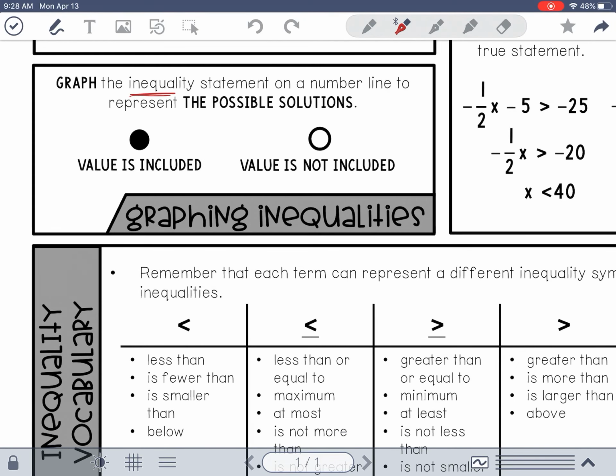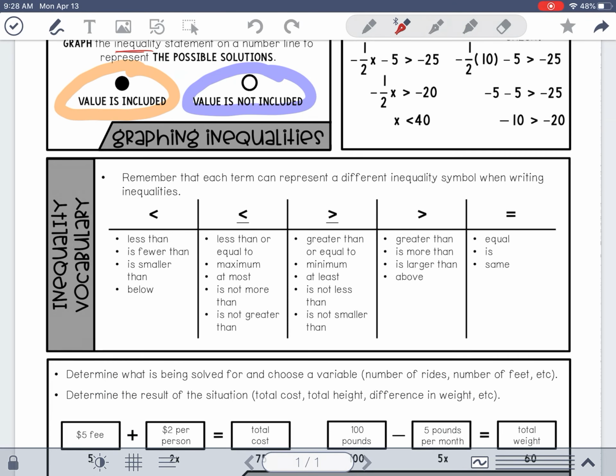When you're graphing an inequality, remember that if you darken in or shade in the circle, that means the value is included. If you do not darken it in, that means it's not included. I know y'all remember plotting those. And right here is the vocabulary for all the inequalities, because you're going to see word problems. Remember, I told you there are keywords and phrases that we use, and these are some of the ones you're using for inequalities.